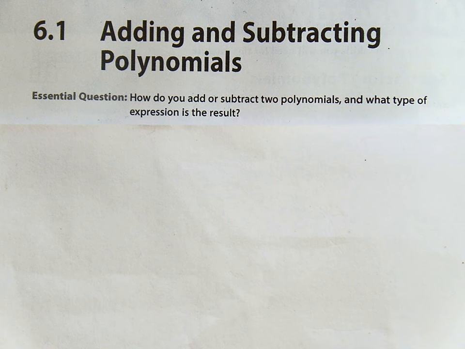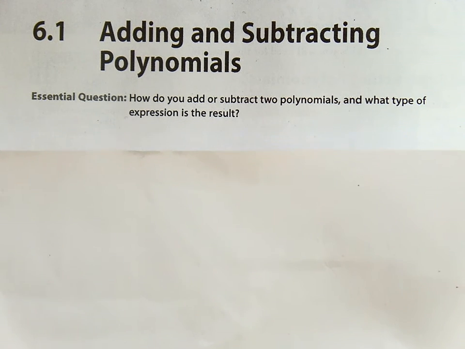So we're in Algebra 2, Module 6, Lesson 1, page 271, adding and subtracting polynomials. Our essential question is, how do you add or subtract two polynomials, and what type of expression is the result? So that's what they want to know: when you add or subtract them, what happens? What do you end up with? That is the essential question that they're asking.